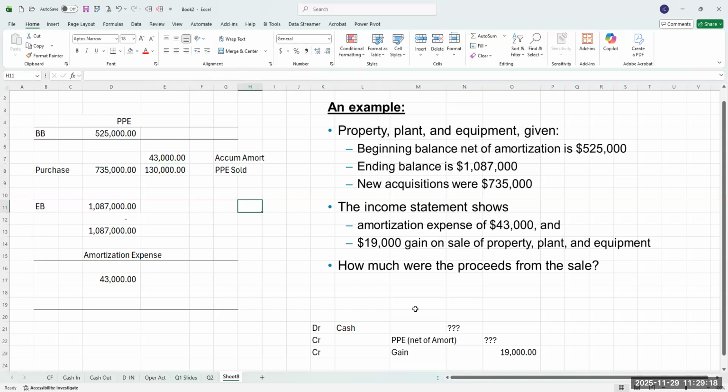So what do I know? I know how much is the net amount of my property, plant, and equipment, which is $130,000 by solving this problem. Can I get how much cash I get? Well, that will be equal to this amount plus this amount. So the cash that I get is $149,000.